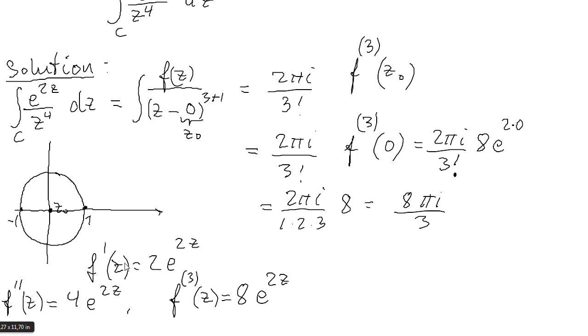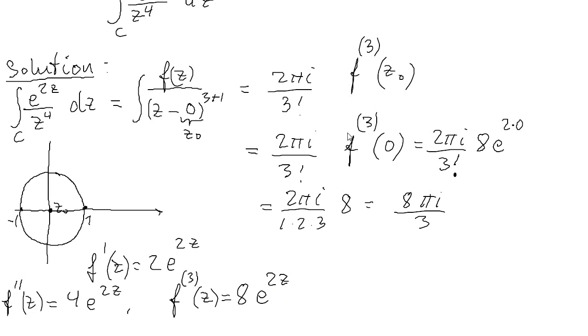Here we have the derivative of this function is 2 times the function itself. The second derivative is 4 times the function itself, and the third derivative is 8 times this function, exponential function of 2z. So if we now insert this z0, which is 0, in this third derivative, we get 8 times the exponential function of 2 times 0, which is 8.